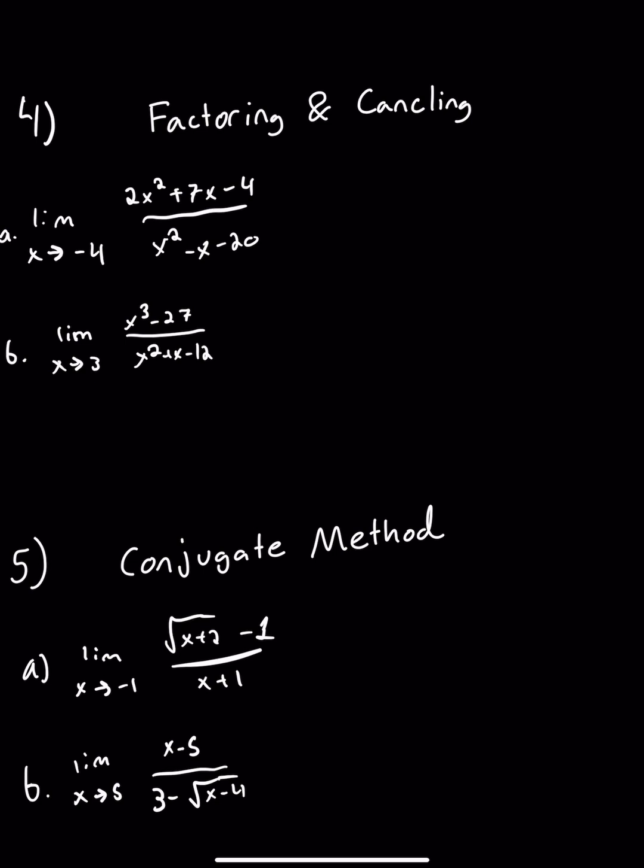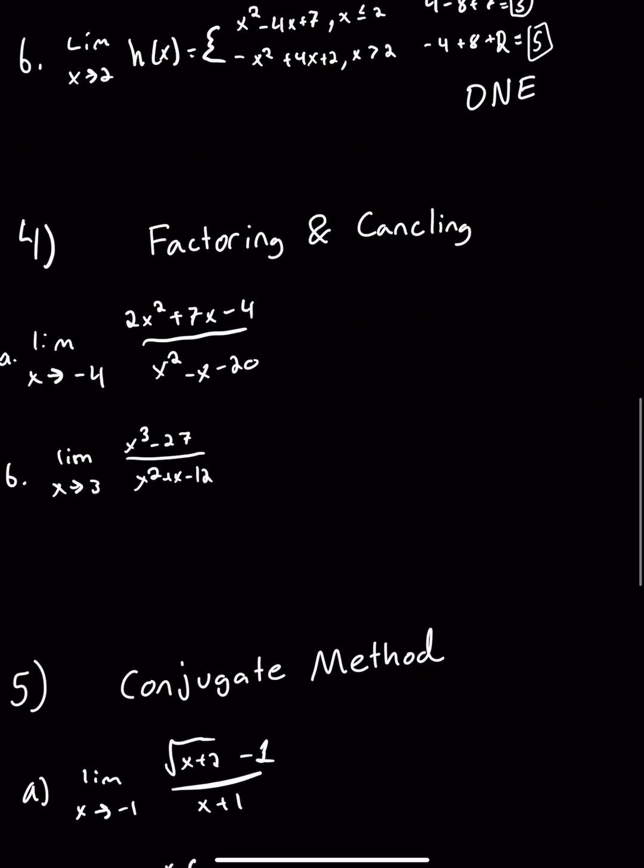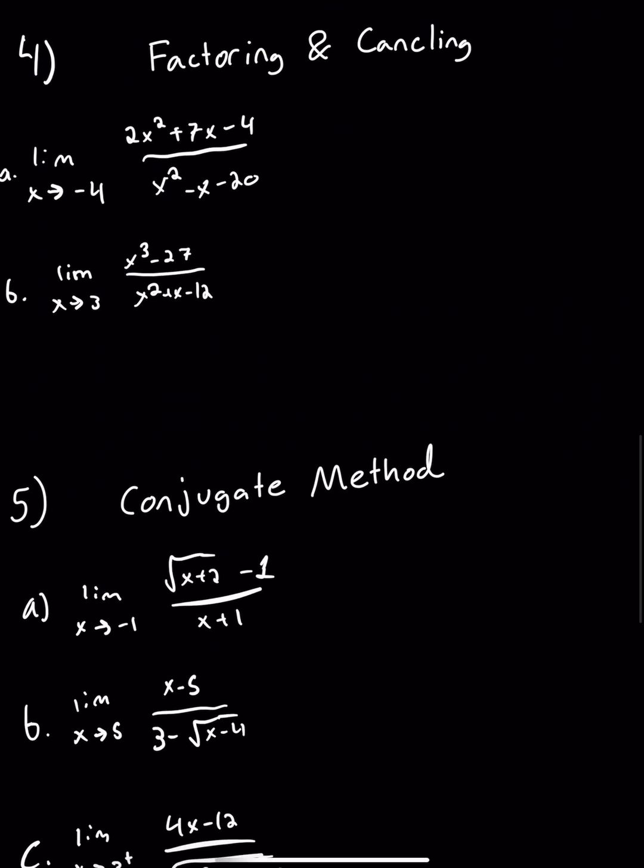Now let's do some factoring and canceling. We looked at it before, kind of, when we were doing the ones from each side. But basically, you're just going to try and factor both the top and the bottom and see if you can cancel out anything, which will make it easier, and then plug the number back in.